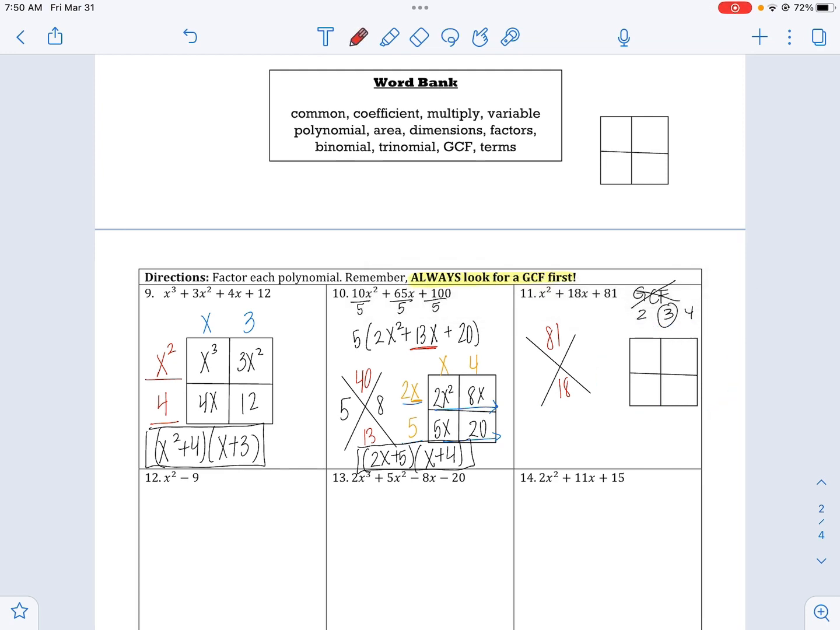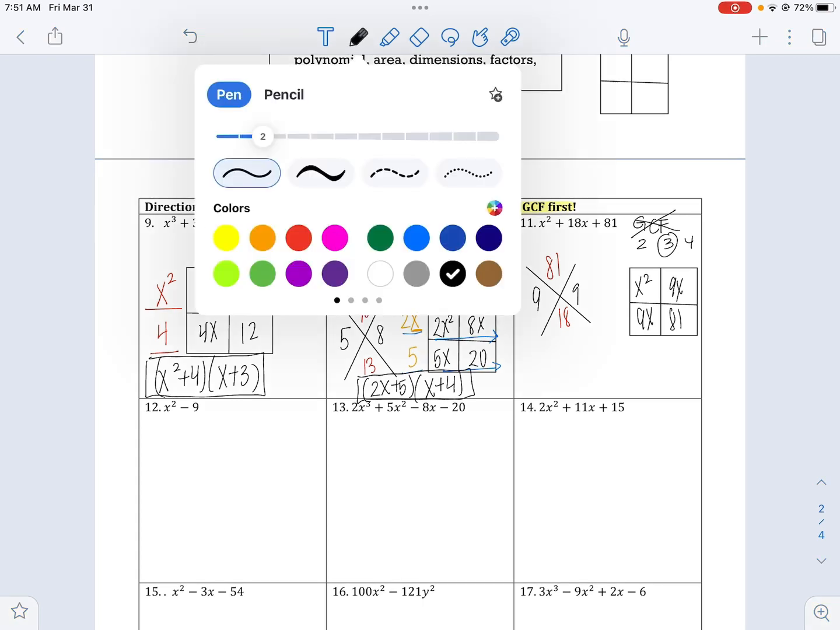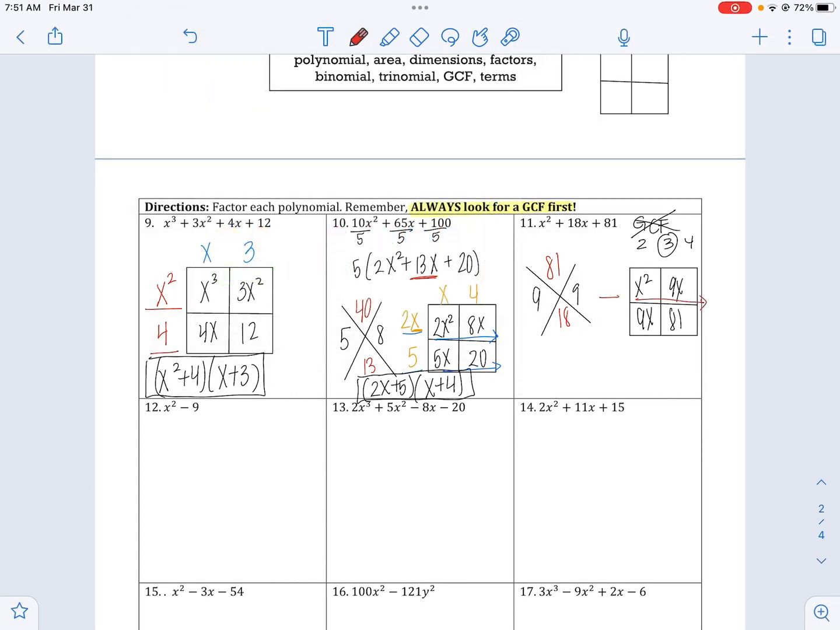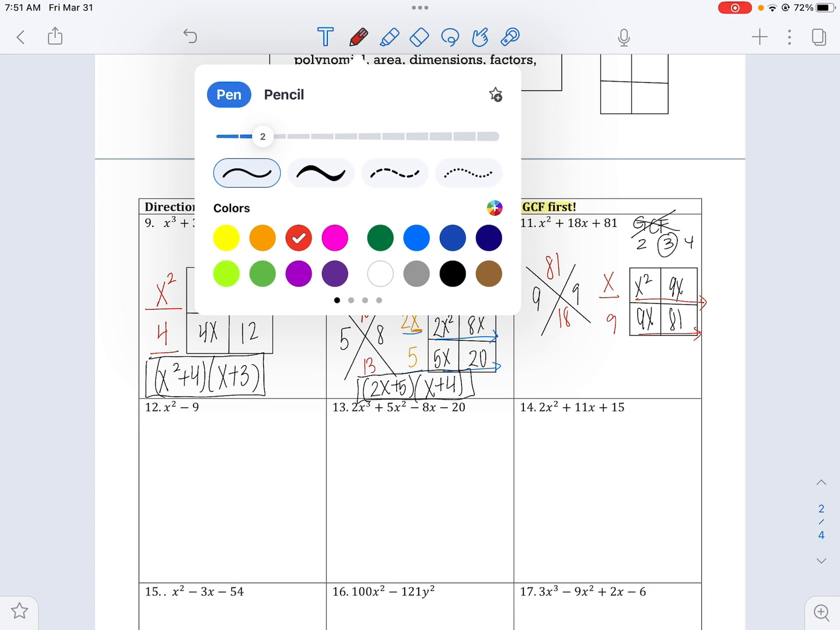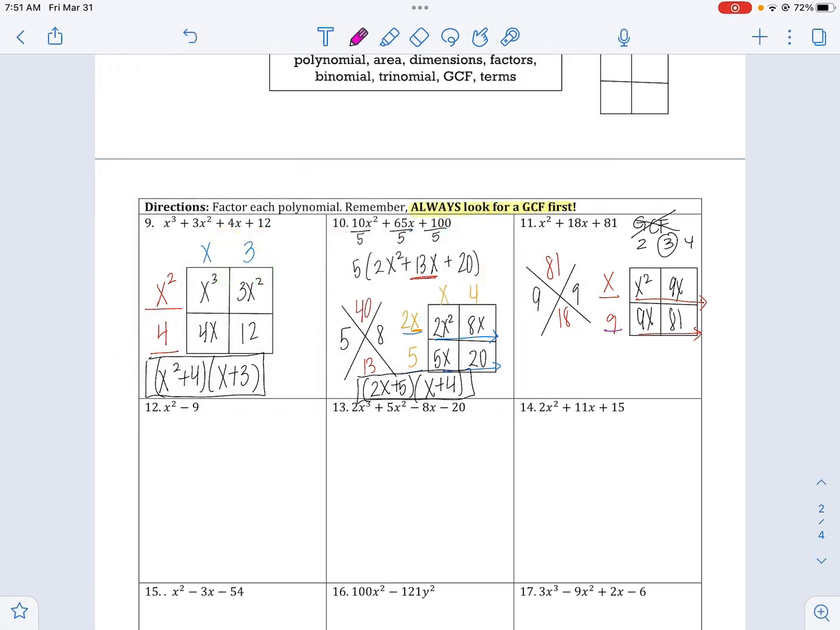Okay, two numbers that multiply to 81 and add to 18. Think about those, press pause. 9 times 9. Get x squared, top left, 81, bottom right, 9x, 9x. Okay, find the GCF. From left to right, they have an x. Here, they have a 9. Work backwards. So x times what gives me x squared? That's x. X times what gives me 9x? That just is a 9. So here are your two factors. Yay, x plus 9 times x plus 9.